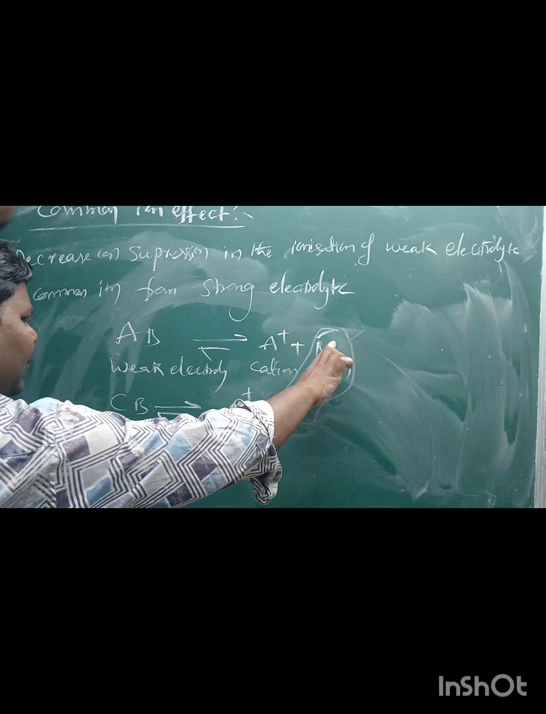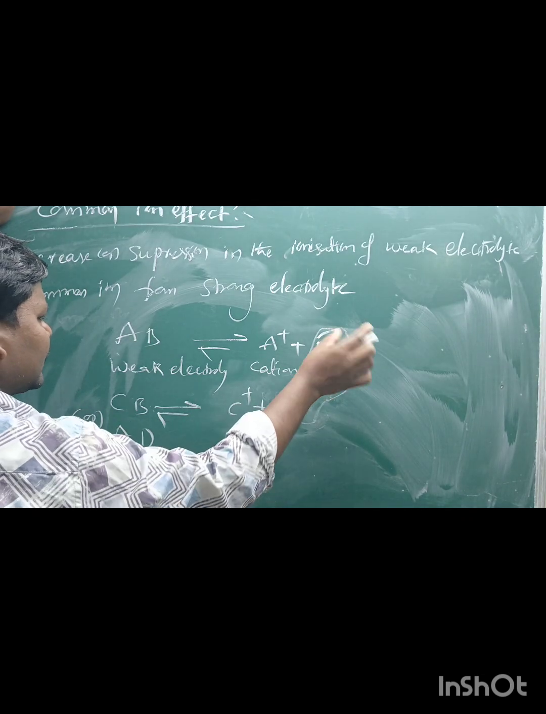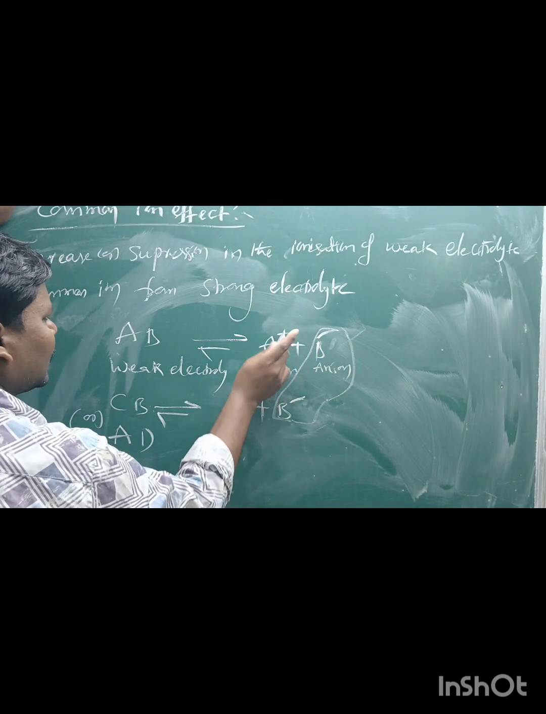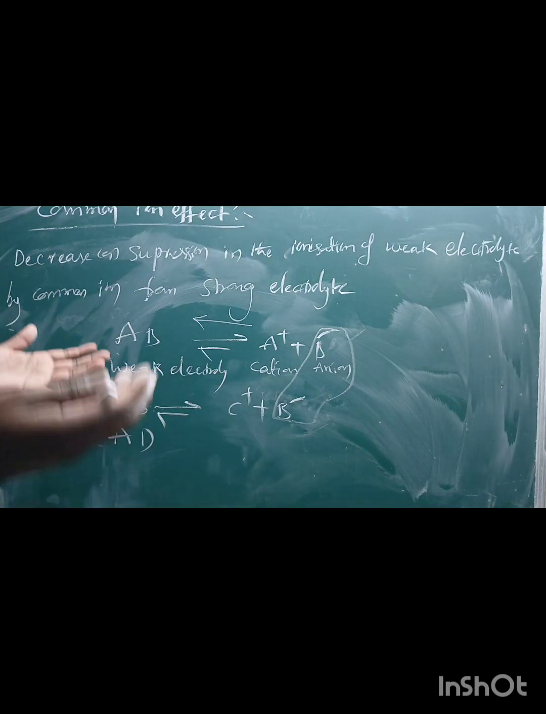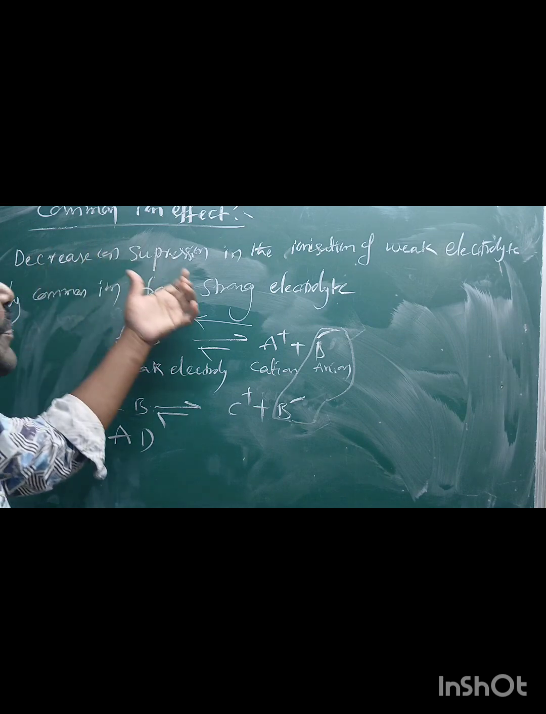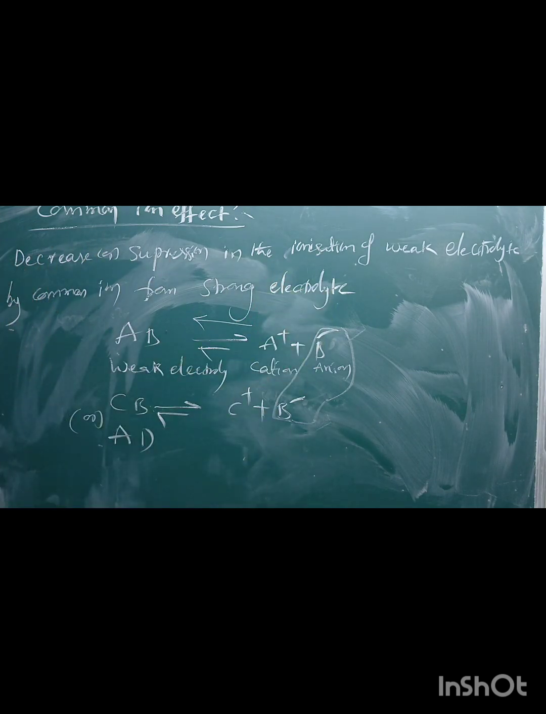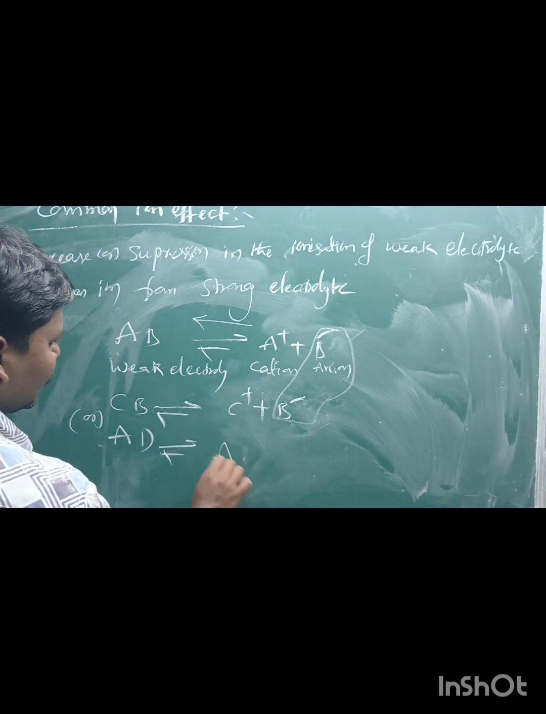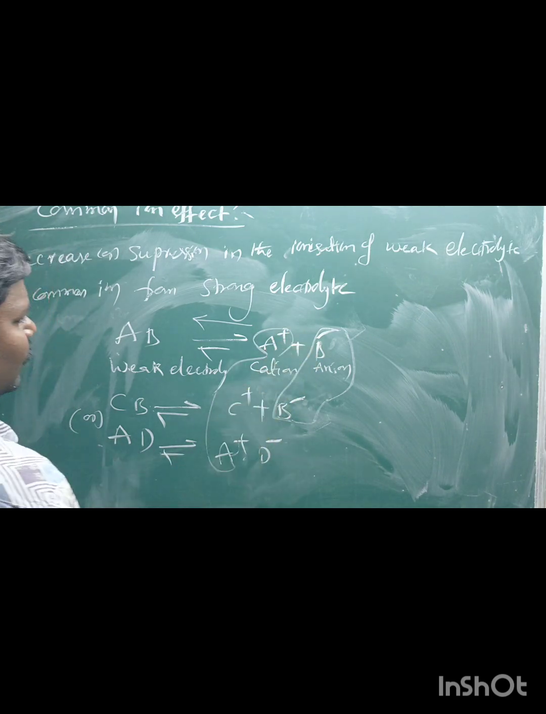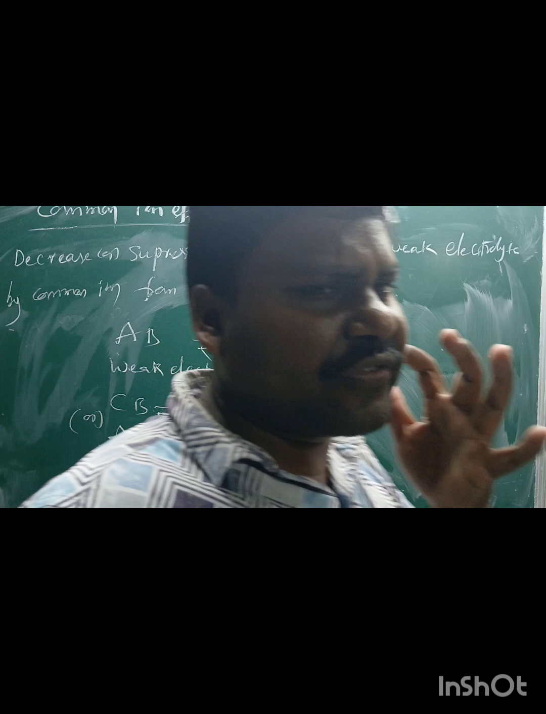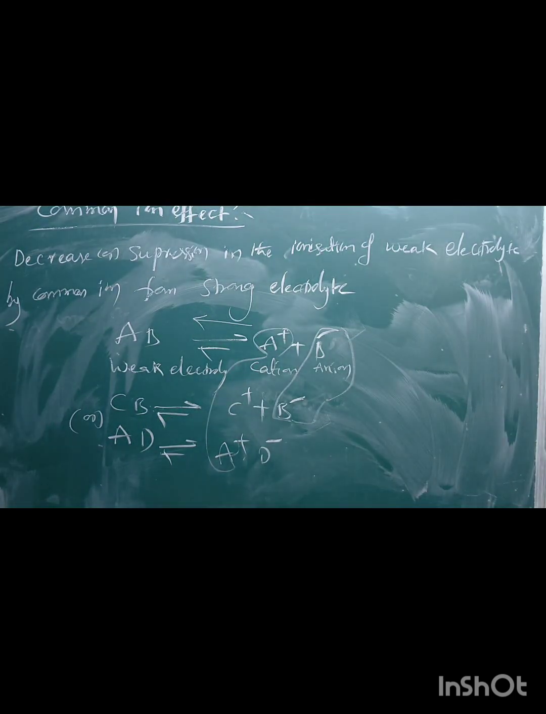The concentration, the number of moles of the product, increases, so the reaction takes place in the backward direction and the ionization process will be decreased. That is a decrease or suppression in the ionization of a weak electrolyte by adding a strong electrolyte. Or in case AD is added to the weak electrolyte AB, AD can dissociate into A plus and D minus. Here A and A are the same common ions. The concentration of A plus ion increases. That's why the ionization decreases.